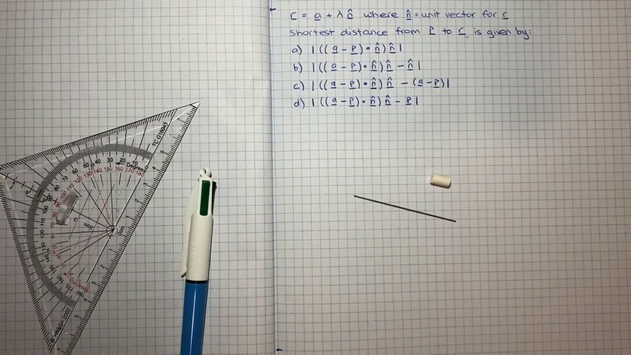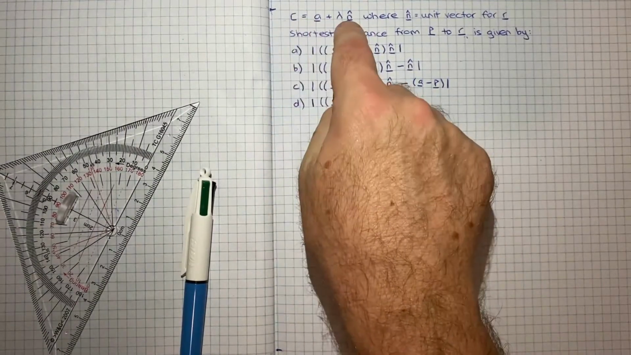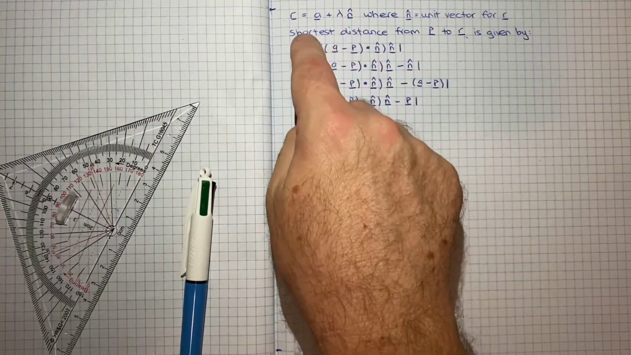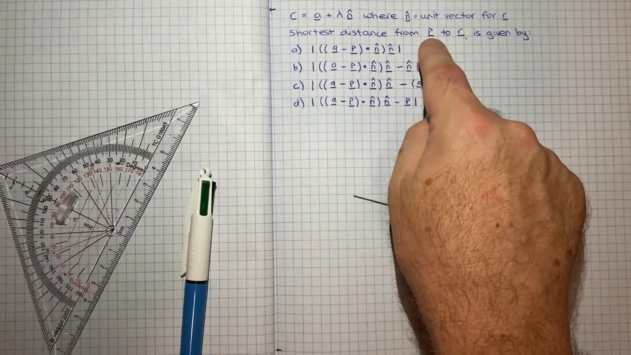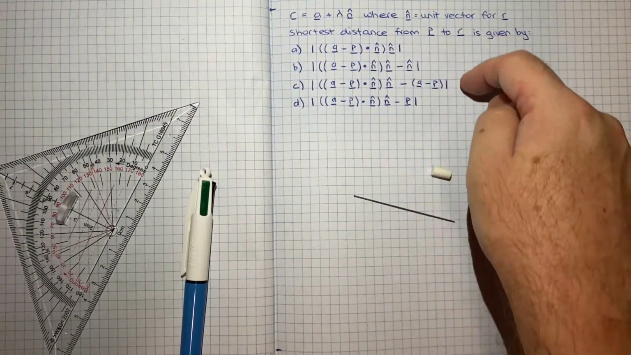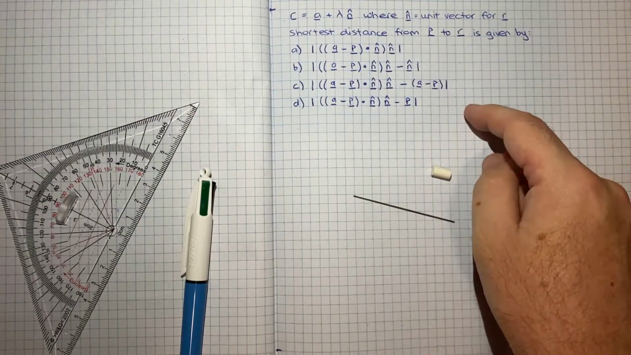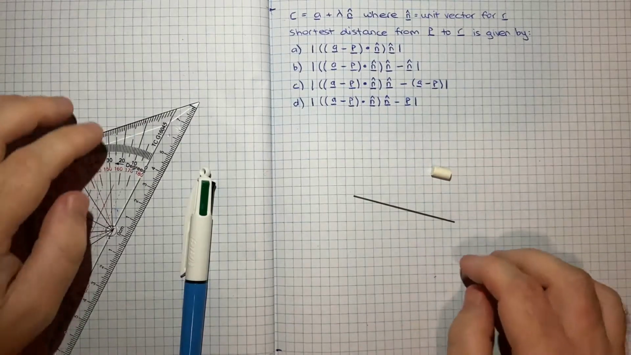Now, to kick things off, what I've done is I've written up the vector line that we're given and just written out what we're dealing with. So we're looking for the shortest distance from some vector p to our vector line r, and we're given these 4 options. Now, often the best place to start with vector questions is to draw up a diagram.